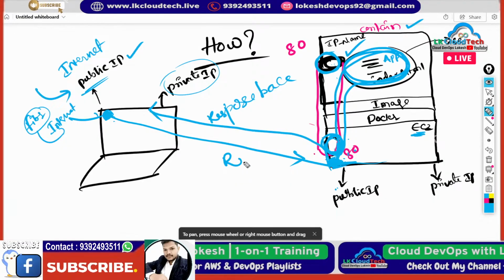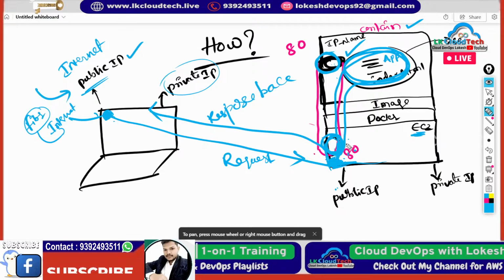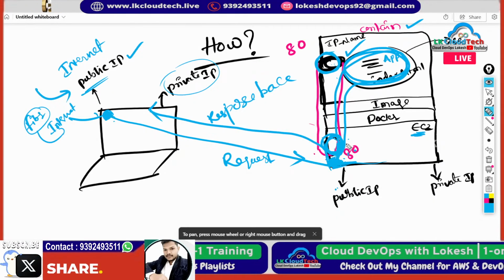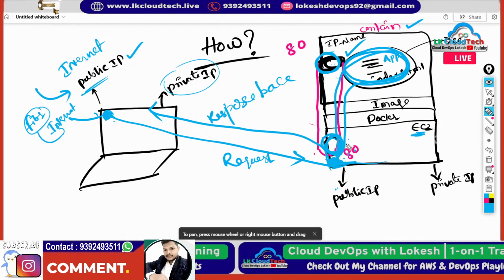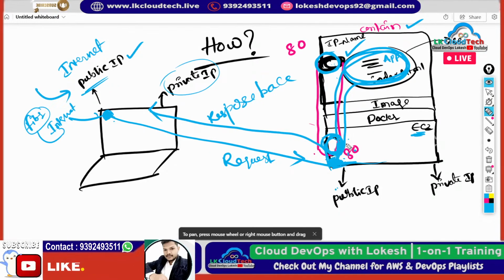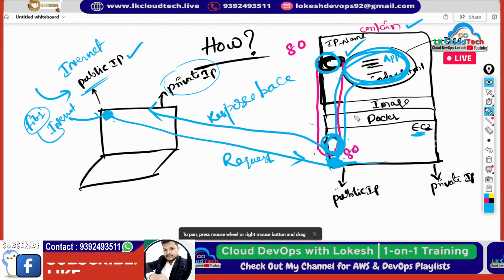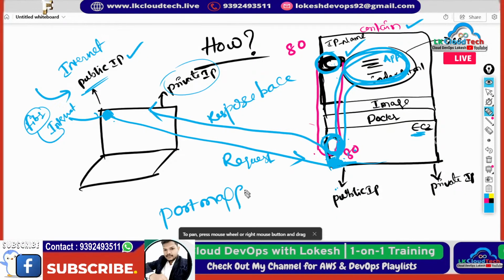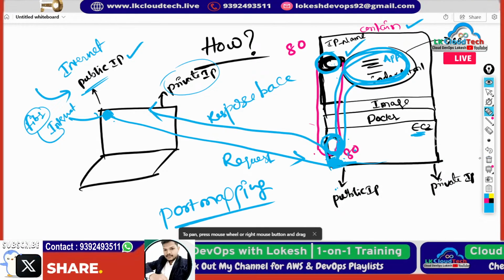Okay, this is the request. Through port 80 only can we connect to the container, or any port? See, that is the default port. If you specifically want a particular port, you can communicate on that port. But by default, you will get 80. This is called port mapping. Okay, so next.